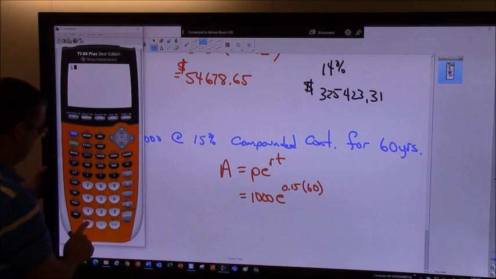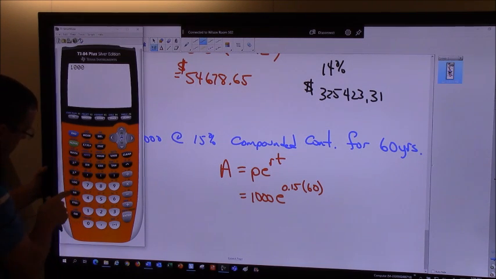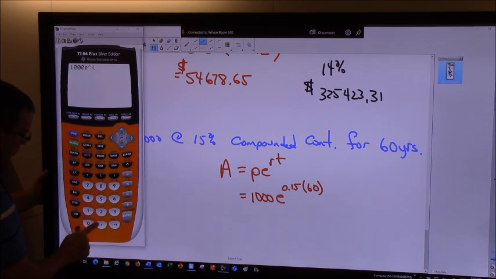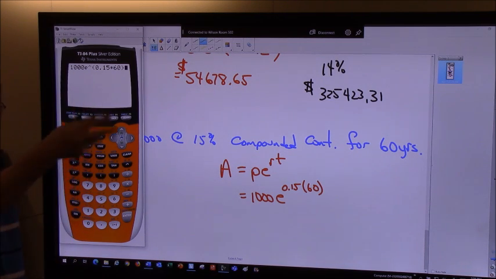So I'm going to go 1,000 times e. Okay, right here where this ln button is, that's e to the x. So they put the exponent there and they start off with parentheses. I think on your calculator it'll put it up into the exponent. And then you just have to do 0.15 times 60. And then for me I got a close parenthesis. For you guys you just arrow to the right to get out of the exponent. And then you hit enter.